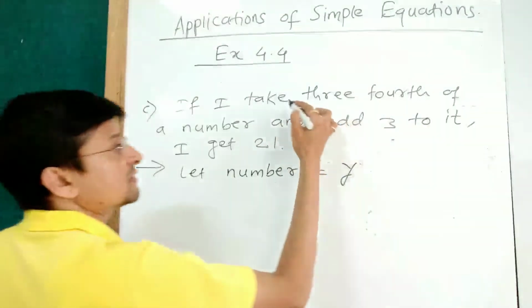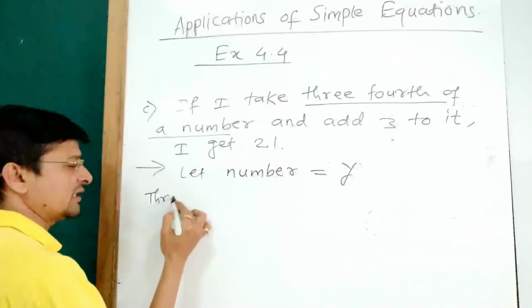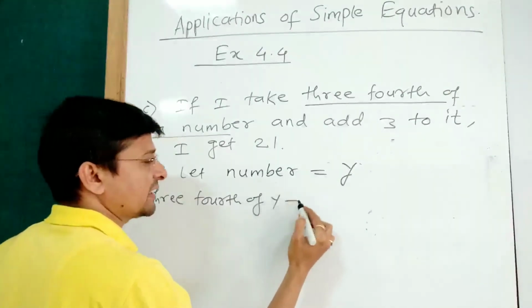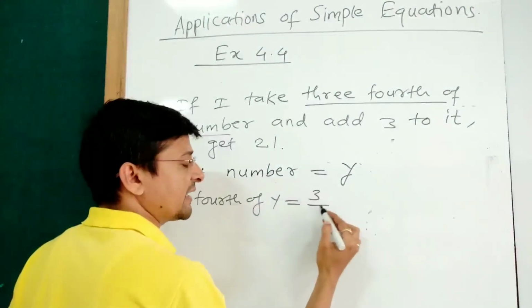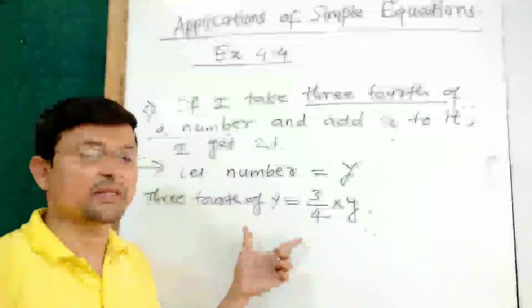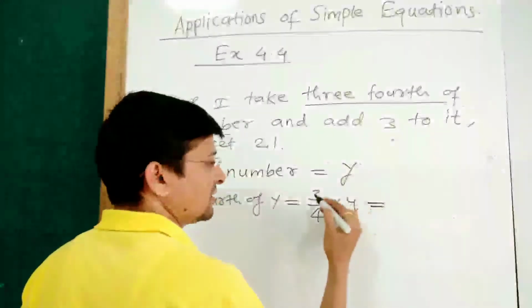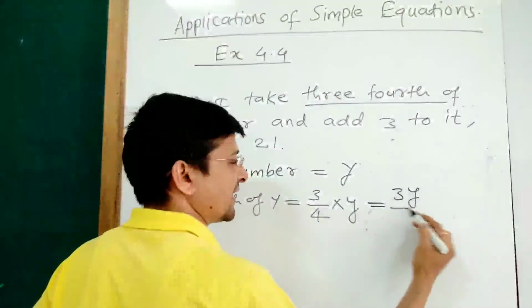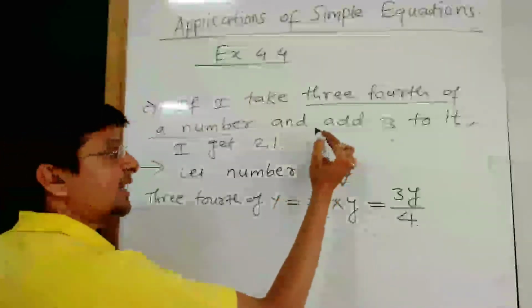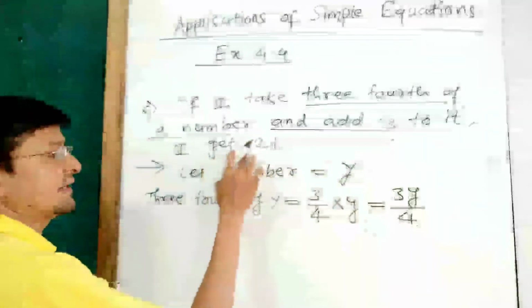Now 3/4 of a number y. So here 3/4 of y is equal to 3 by 4 multiplied by y. 3/4 of y means 3 upon 4 multiplied by y. So here we get 3 into y, it's 3y divided by 4. Now if I add 3 to this fraction, then I get 21.